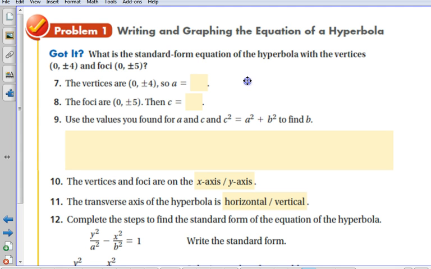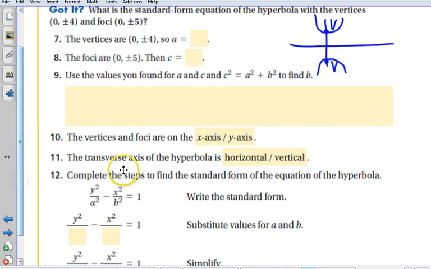What is the standard form equation of a hyperbola whose vertices are at 0, 4 and foci are at 0, 5? You guys know I can't do these without drawing, so I'm going to do a little tiny sketch over here. If the vertices go over 0 and up 4 and down 4, what kind of a parabola or hyperbola is this? It is opening vertically. I don't know what it looks like exactly, how wide or skinny. But what does that mean in terms of writing the equation? The y squared has to come first, right? Everybody okay with that? Because the vertices are on the y-axis.